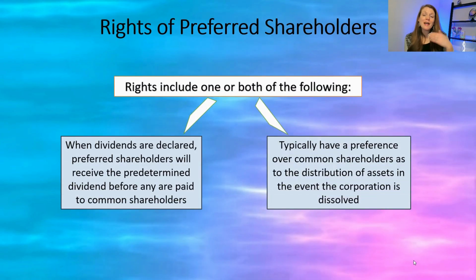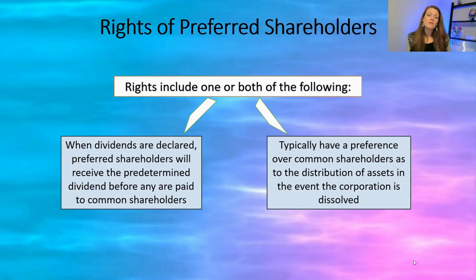So if you happen to have a higher class share, you're a preferred shareholder, you have some different rights. Those rights could include one or both of these. When dividends are declared, they don't have to be, but if they are declared, the preferred shareholders will receive a predetermined dividend before the common shareholders get anything. And then they'll see if there's any left over for the common shareholders. So we'll dig deeper into that.